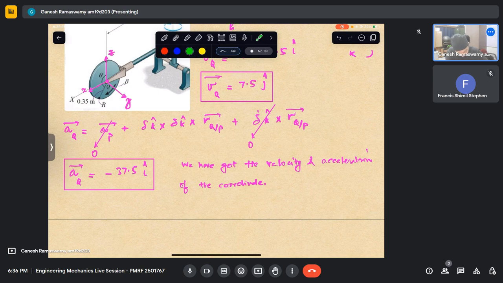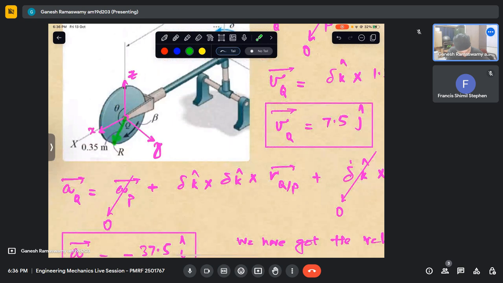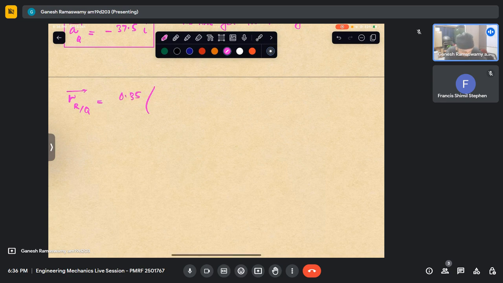This vector is in the xz plane and it will be nothing but having components. Its length is 0.35. So 0.35 cos 135 will give me the k component, and 0.35 sin theta will give me the x component. So r of r with respect to q is nothing but 0.35 into cos theta k plus sin theta i.